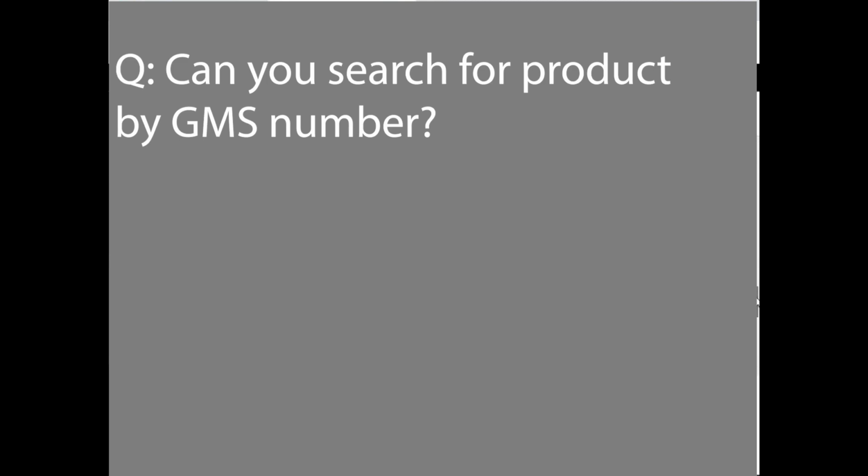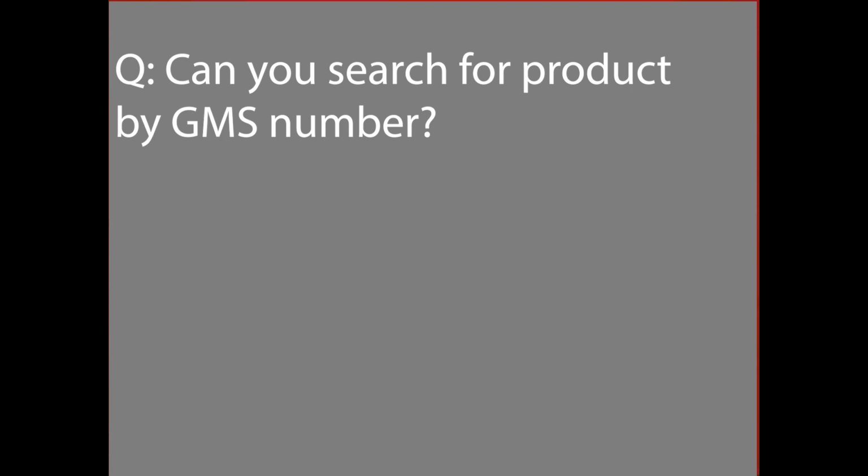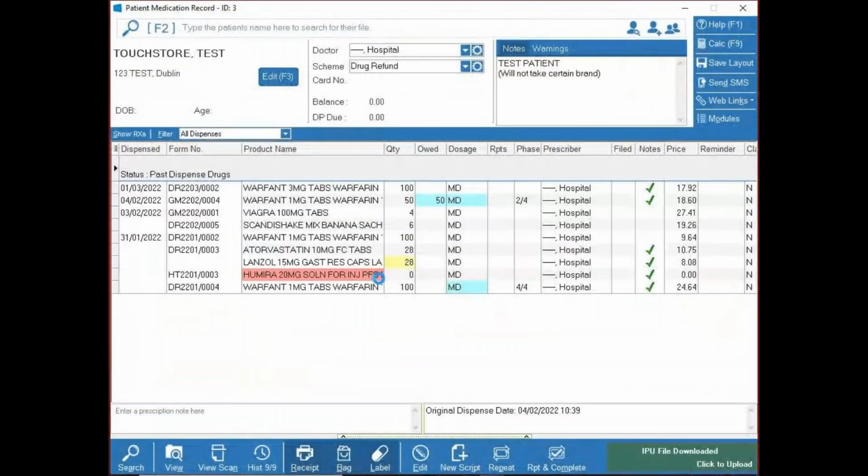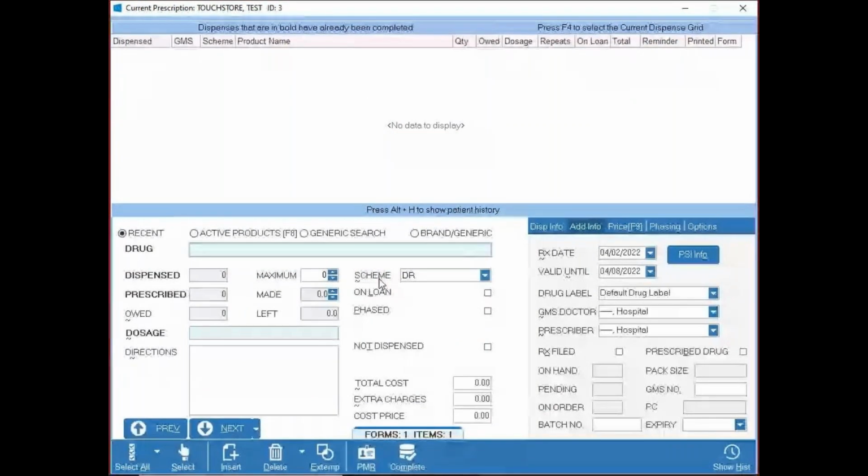Can you search a product by GMS number? You can indeed. So I'll see if my system, hopefully my system is set up for it. Do I know the GMS number of, I'm just going to type out a random one. No, it's not set up for it, but yes, you can. My demo laptop is acting quite strange because I have function keys on here. But let's see.